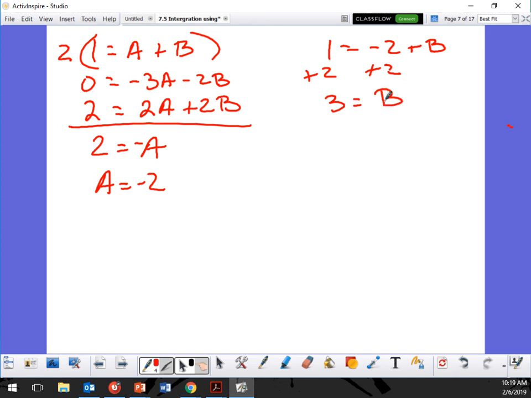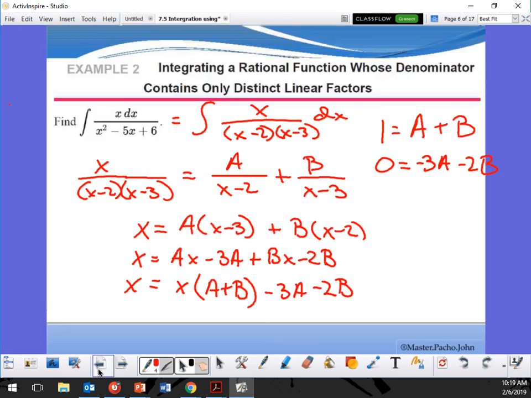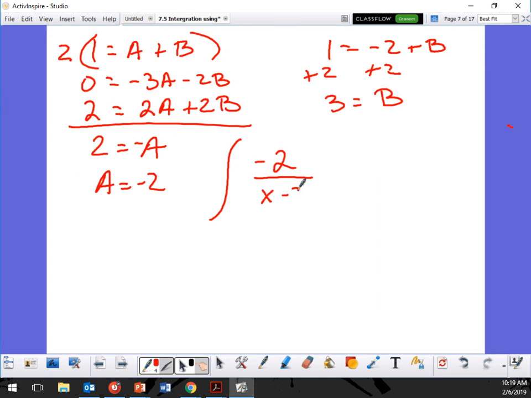So for my integral, it's now going to become my a, which is negative 2 over x minus 2, plus b, which is 3 over x minus 3, and that's going to be dx.